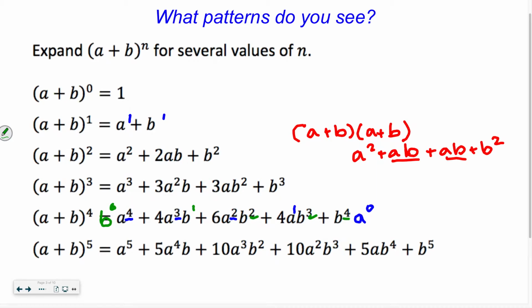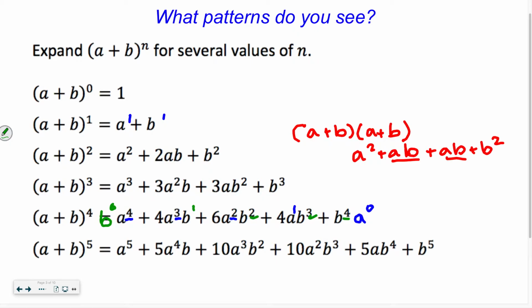And that works on every line, right? So when you raise it to the fifth, the a's are going a to the fifth, a to the fourth, a cubed, a squared, a to the first, a to the 0. And the b's are going up. B to the 0, b to the first, b squared, b cubed, b to the fourth, b to the fifth. Cool. Anything else?